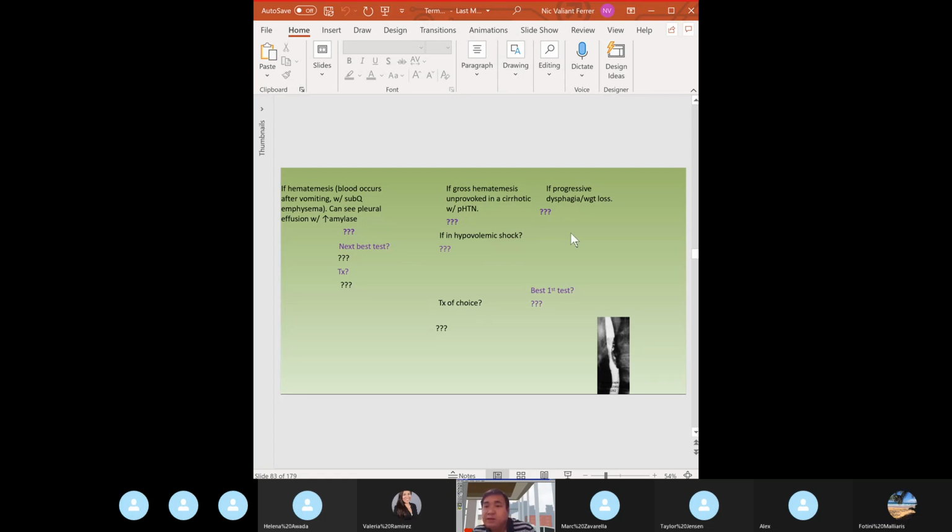No. So if you have hematemesis, unprovoked, in a cirrhotic patient with hypertension, so vomiting up blood, still unprovoked, in a patient that is cirrhotic with a history of hypertension. Esophageal varices. Excellent. Good job. These are your esophageal varices. What is the anastomosis for esophageal varices?